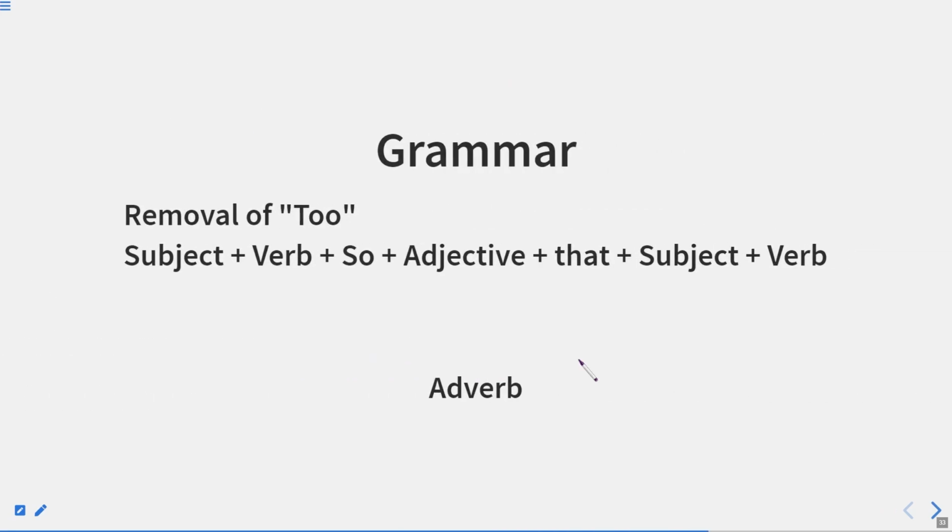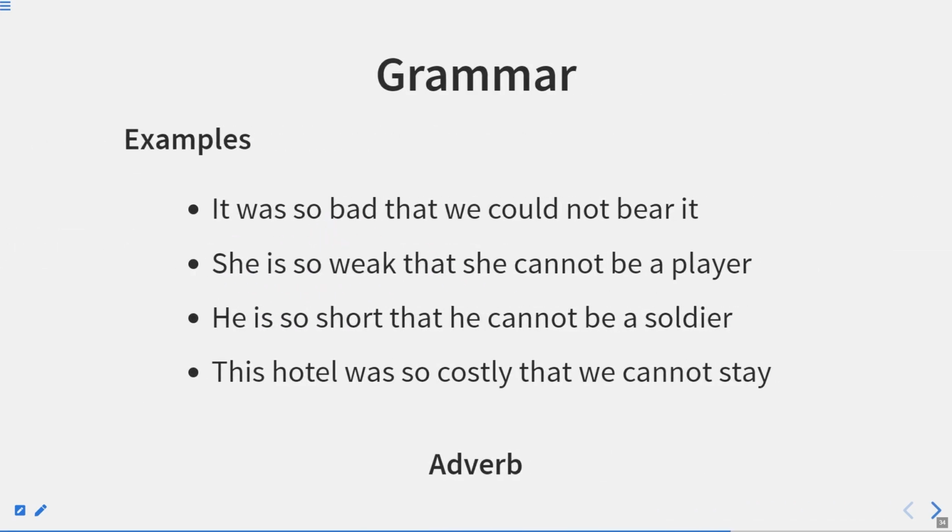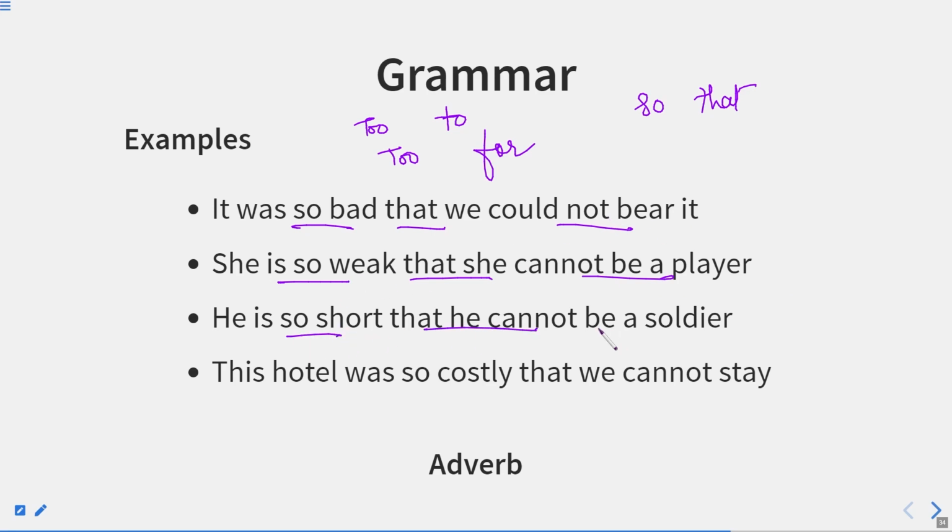Now, what can we do to remove to from here? Subject plus verb plus so plus adjective plus that plus subject plus verb. So we are using the so that structure. How? It was so bad that we could not bear it. She's so weak that she cannot be a player. So we can also use to and to structure. We can use to and for structure. We can use so and that structure. Now, if I have to write the sentence with so and that, or to and to structure, she's too weak to be a player. This I can write. He's so short that he cannot be a soldier. This hotel was so costly that we cannot stay.